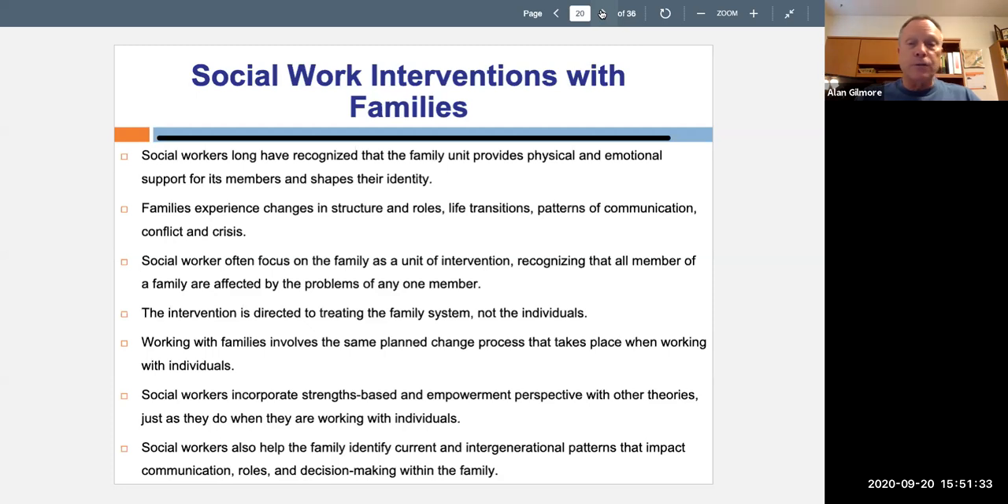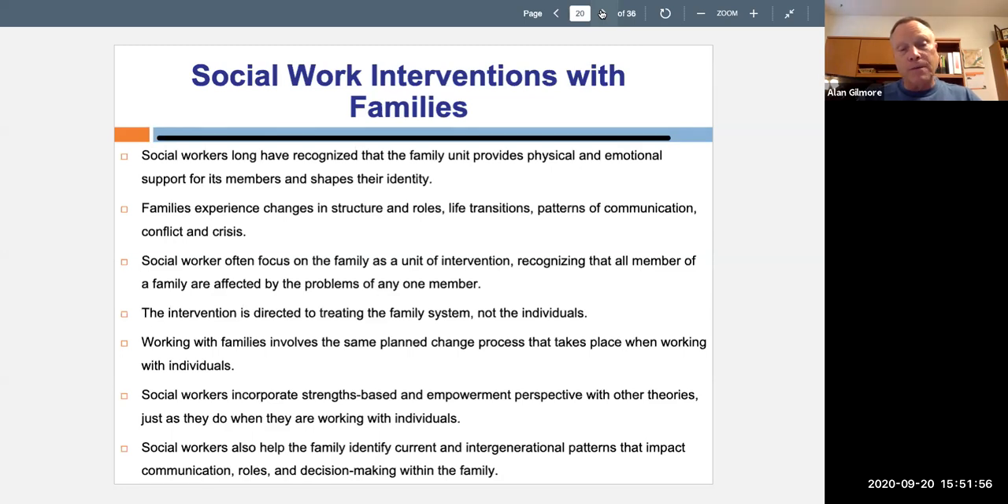We can certainly use the plan change process. All of those steps that we talked about earlier are something that you can use with families. Social workers incorporate strength-based and empowerment perspectives along with all the other theories that can be used in terms of working with individuals. Those same things can be used when working with families.